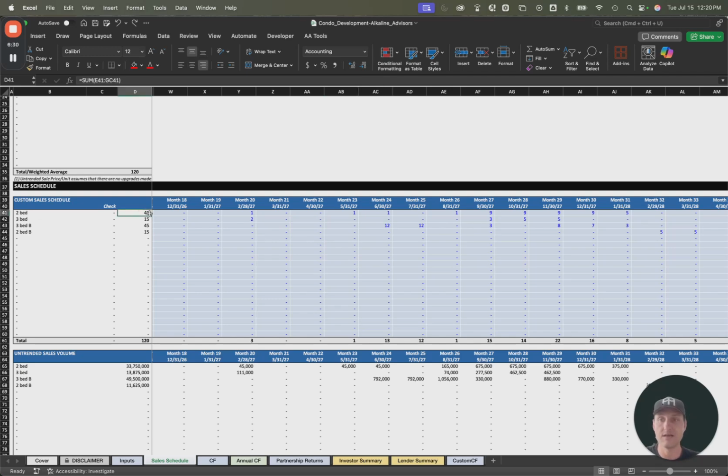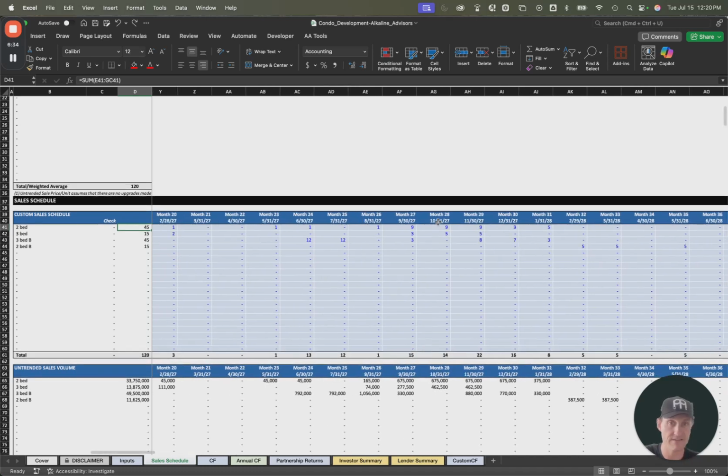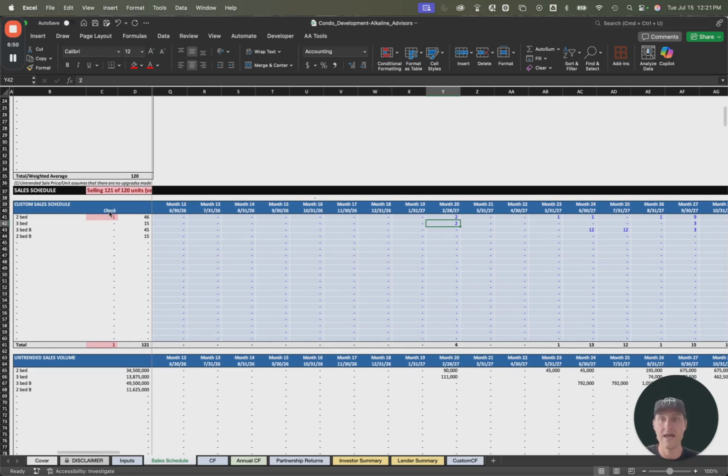And you can see we have 45 total 2-beds. We've already pre-populated this to have exactly 45 units. But to limit the amount of user error in this model, if we, for instance, said we have 2 units sold here in month 20, you'll see we now have a check coming up. So everything lights up red and it'll say check. We have 1 extra unit. We're selling 121 of 120 possible units to sell. So you have to reduce this by 1. Now we can reduce another cell by 1, make this 0, and now it'll populate accordingly.